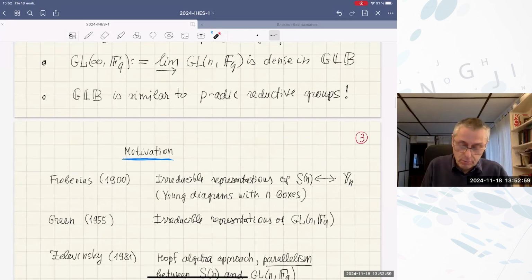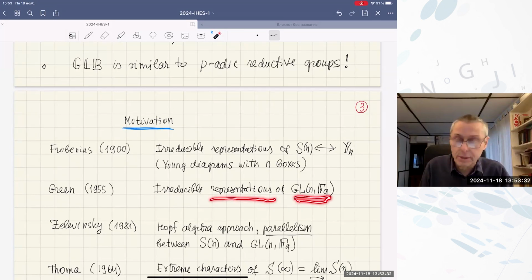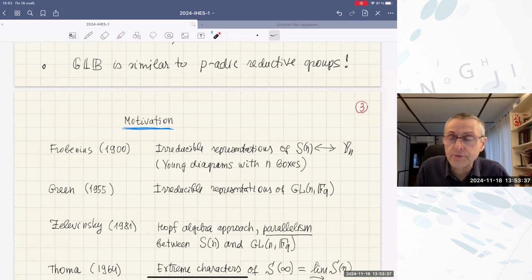What is the motivation? Let me recall that representation theory was created by Frobenius, and he calculated, in a sense, what the irreducible representations of a symmetric group are. They are parameterized by Young diagrams with n boxes. And next, James Green managed to classify all irreducible representations of the general linear group of a finite field, a fantastic work, which in a certain sense follows the approach of Frobenius, but it is much more complicated.